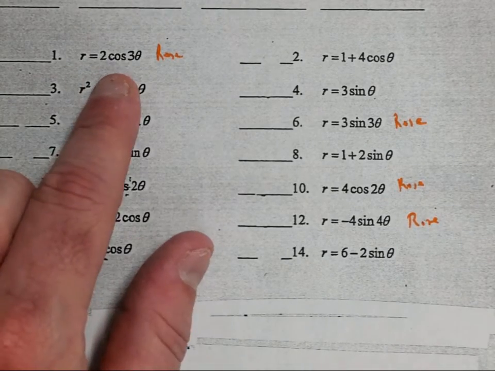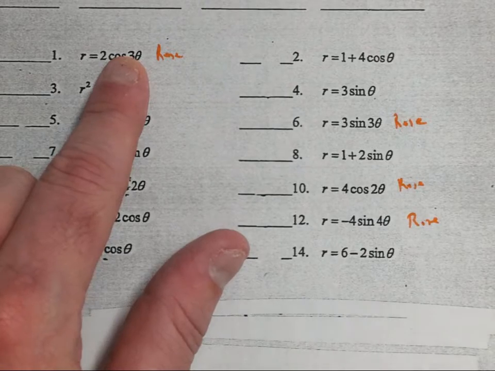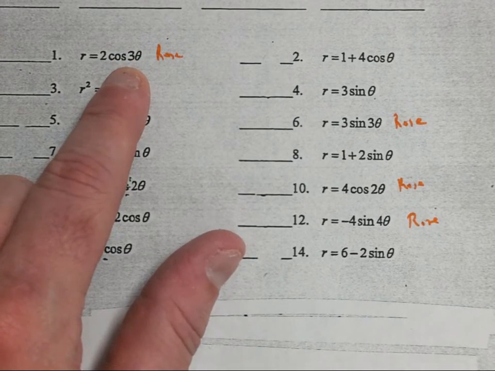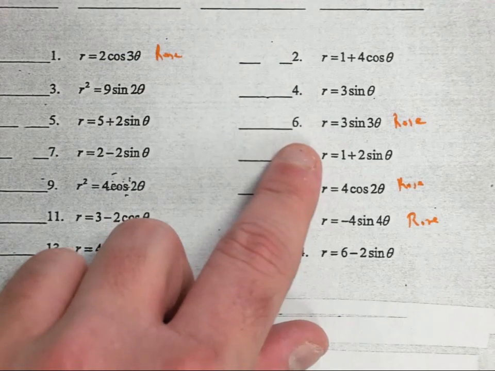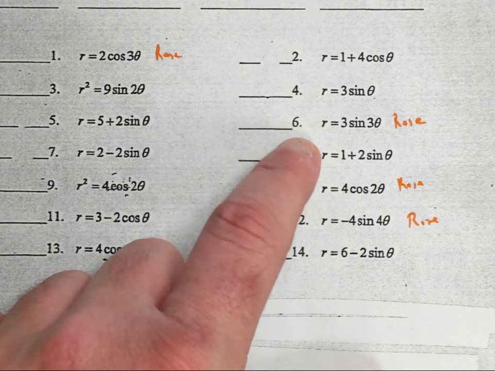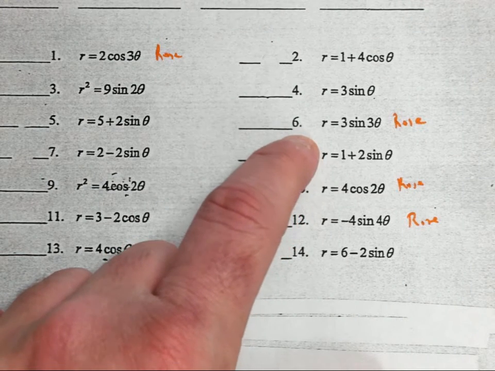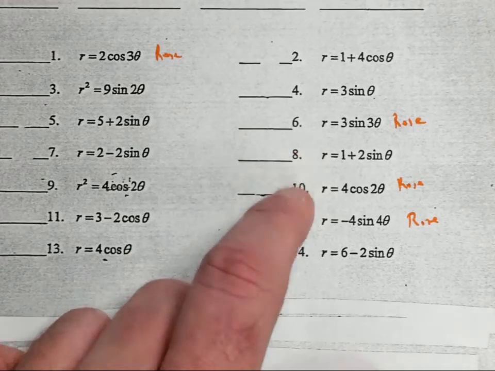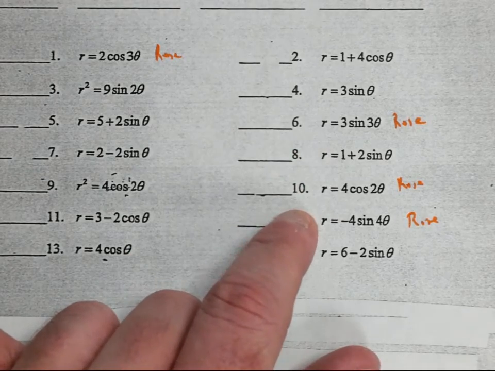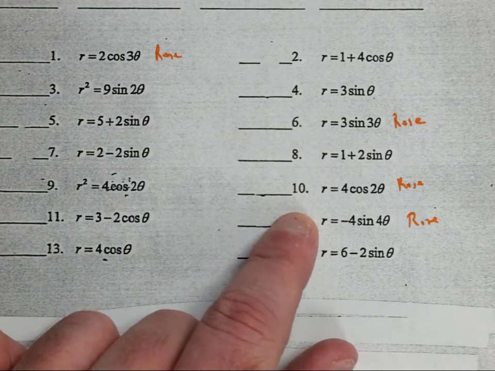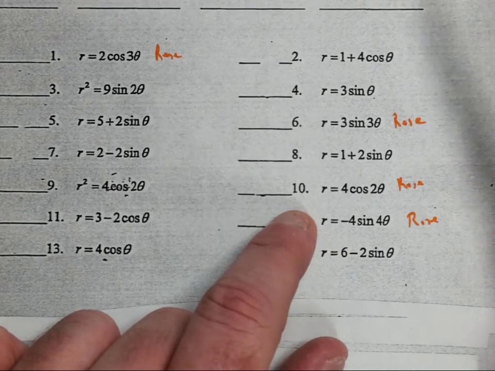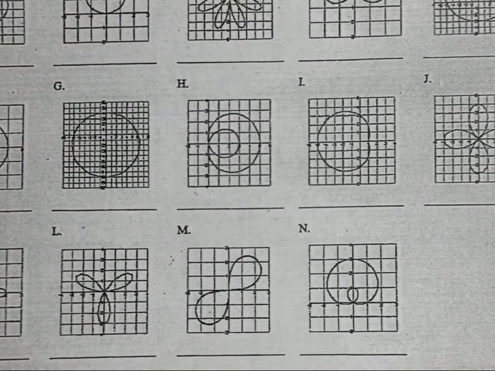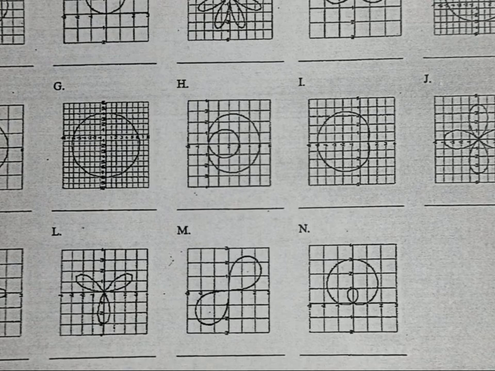Now let's look at those 4. On number 1, how many rose petals will I have? I will have 3. On number 6, I will have how many? 3. Say how many rose petals I'm going to have, guys? 3, okay. Number 10, how many will I have? 4. Okay, look at the graph on all your choices. Which graph has 4 rose petals? J.